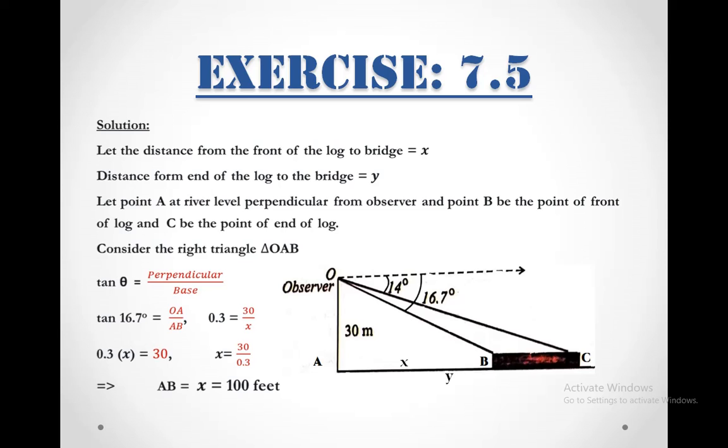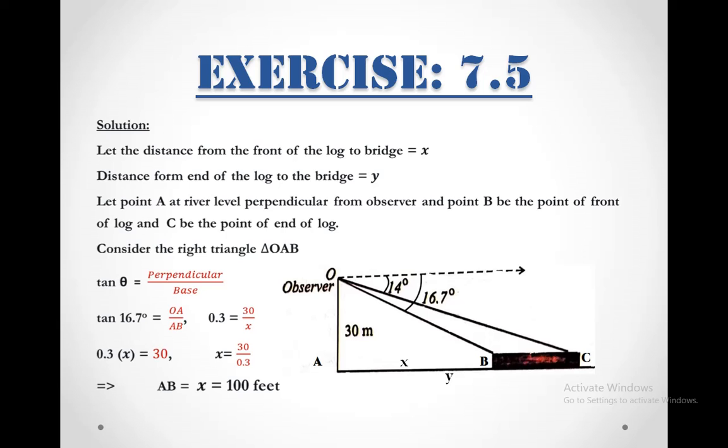So we consider the right triangle OAB. Here we have tan of theta equal to perpendicular over base. The angle involved over here is 16.7 degrees. So we have tan of 16.7 degrees equal to OA over OB. The calculator gives the tan value as 0.3. The height is given, it is 30 over X. Very simple, X will become 30 divided by 0.3. The calculator will provide us the result as 100 feet.